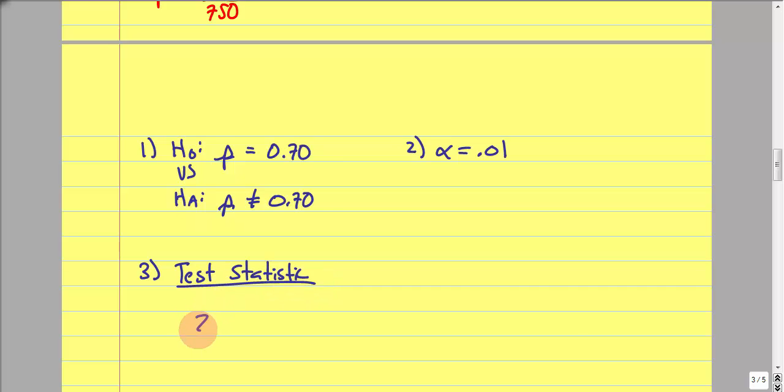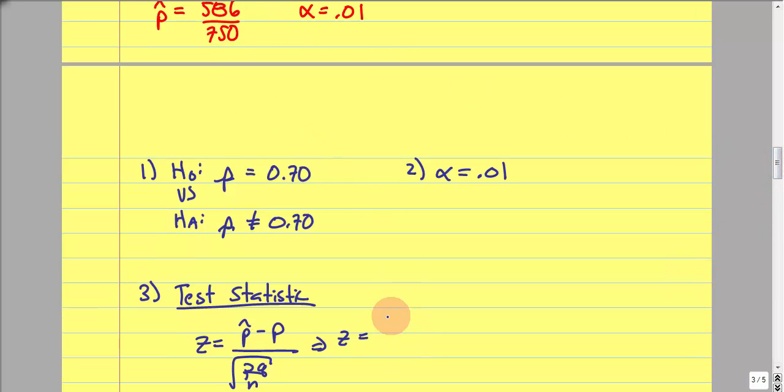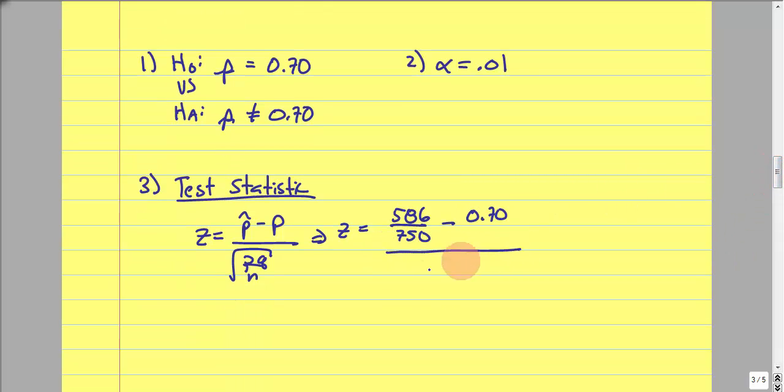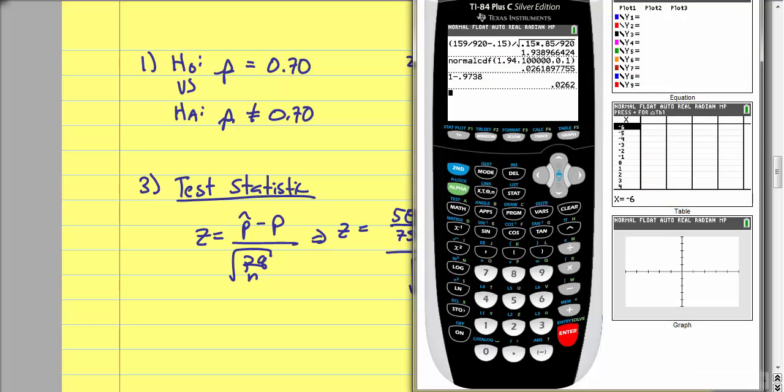My test statistic for this case is z equals p hat minus p, divided by the square root of pq over n. P hat comes from right up here, 586 over 750, and again I'm not going to divide that out or round it. My p comes from my null hypothesis, which is 0.70, and then my denominator would be the square root of 0.7 times 0.3, because p and q are complements of each other. P is equal to 1 minus q and q is equal to 1 minus p, and then n is 750. Let's plug this into the calculator and see what we get back for a value.